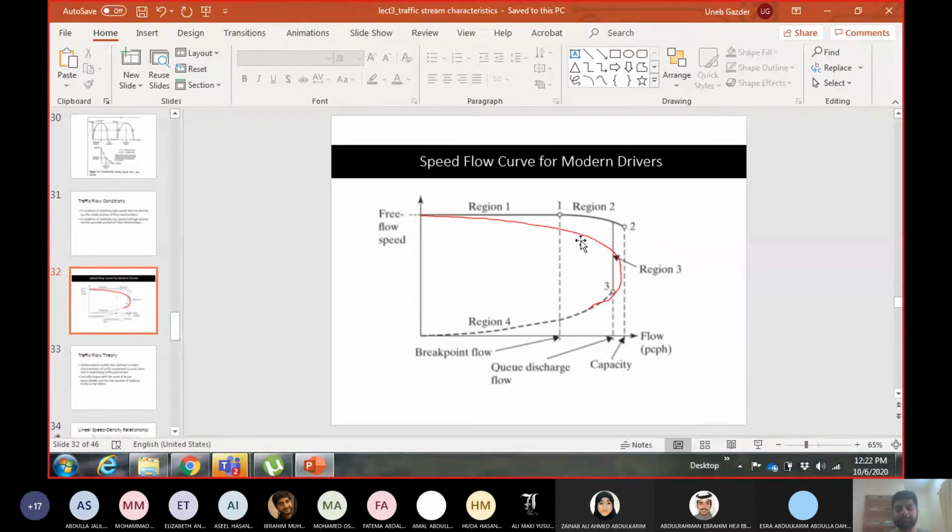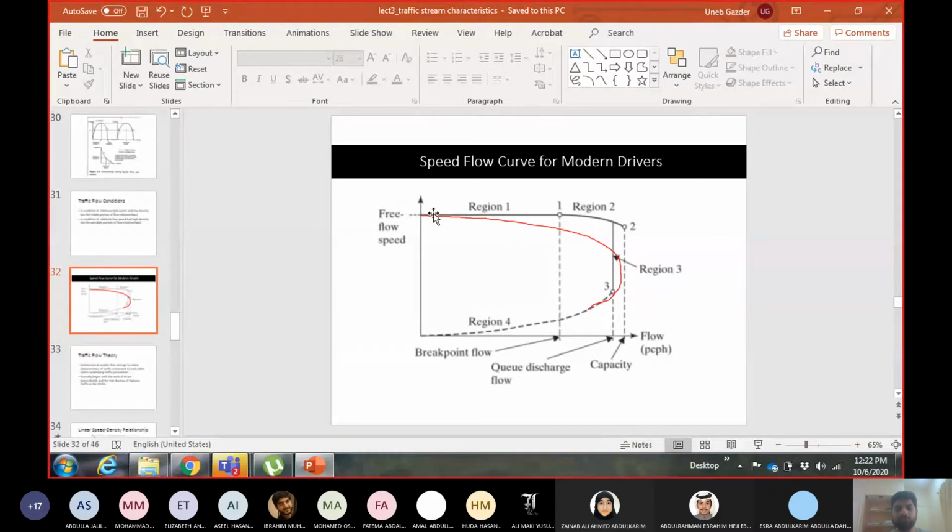Okay, so you can see here, old drivers, whenever there was an increase in flow rate, you can see that in the traditional curve the speed starts to reduce. So even if the flow is increasing by like 10 vehicles per hour or 20 vehicles per hour, you will see the change in speed. But modern drivers maintain high speeds even at higher values of flow rate. Okay, so you can see a straight line here.